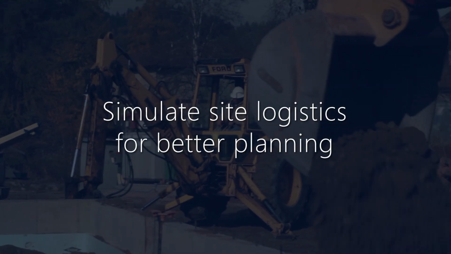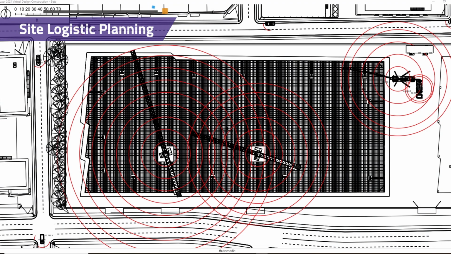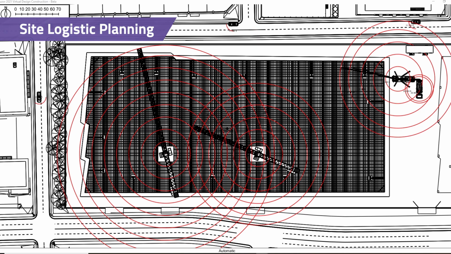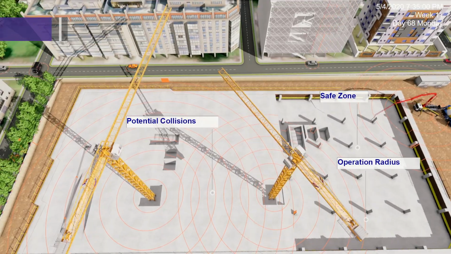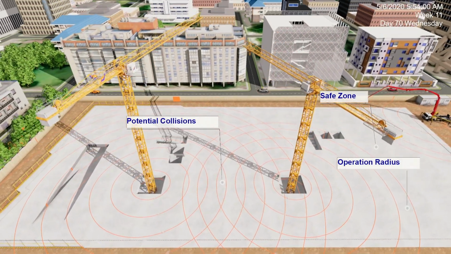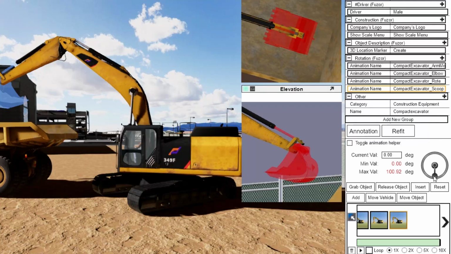Simulate site logistics for better planning. Interactive 2D map updates with the 4D schedule. Find potential logistic issues before construction starts to prevent costly delays. Add 3D location markers to label points of interest.